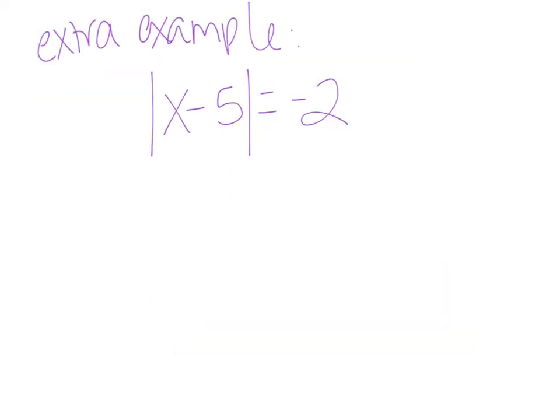So this is an extra example. This is not in the note packet. But say we have the absolute value of x minus 5 equals negative 2. Now, before you do anything, if you have an absolute value that is equal to a negative number, this is not possible. So think about what absolute value means.